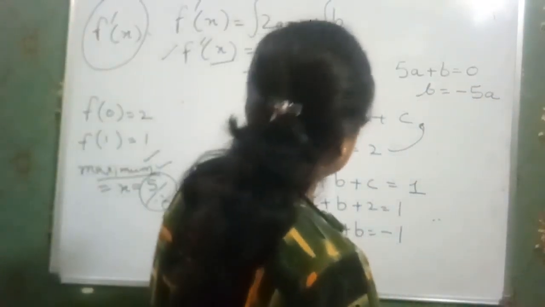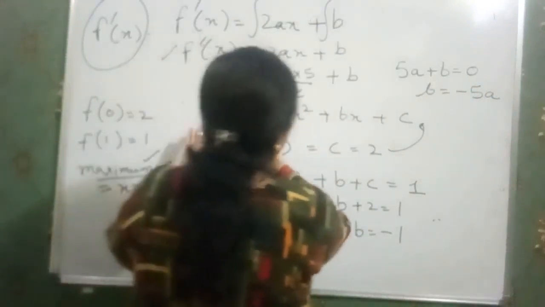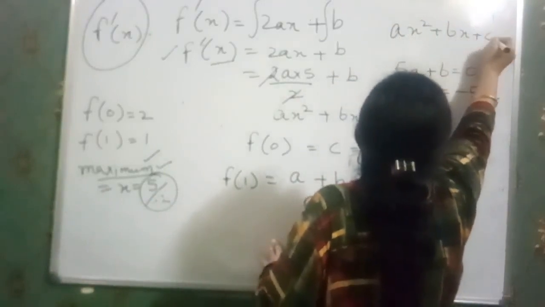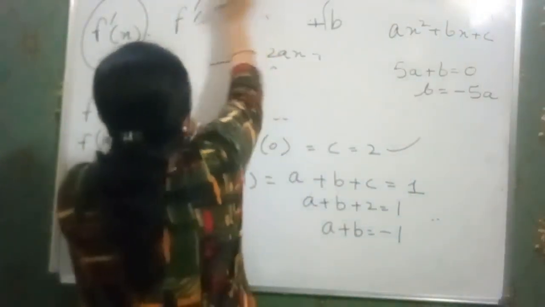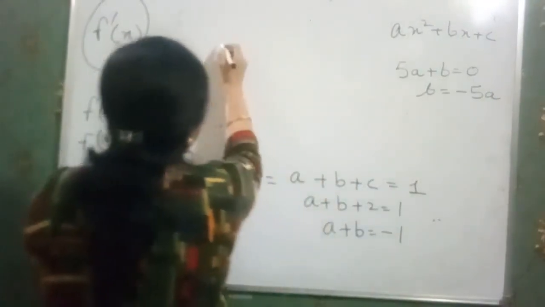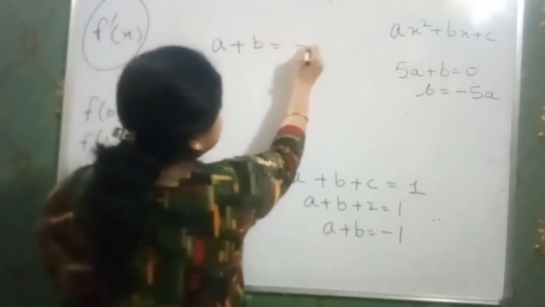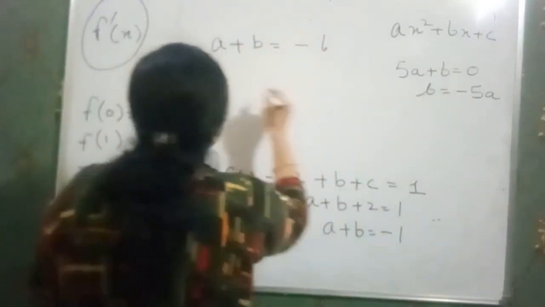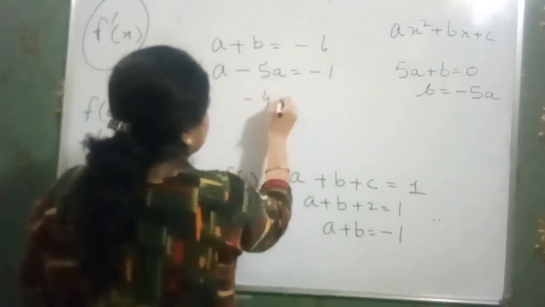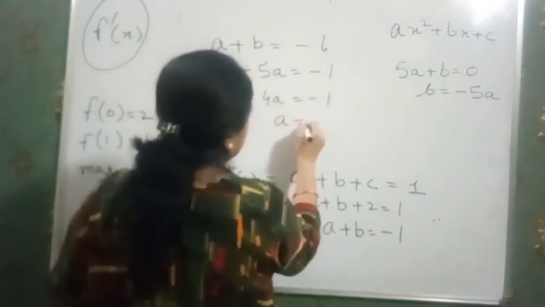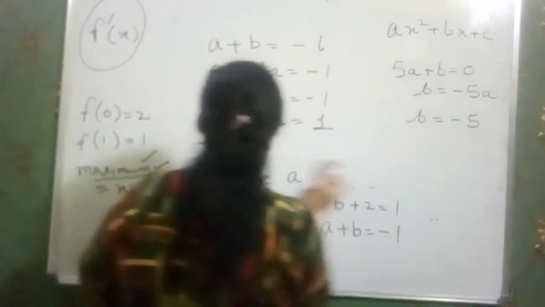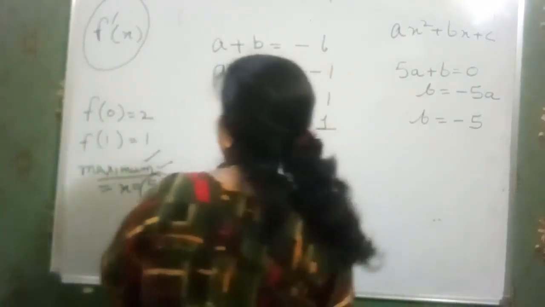Clear? From the equation, our main function is ax square plus bx plus c. So I write it over here: a plus b is equal to minus 1 and b is equal to minus 5a. So a minus 5a is equal to minus 1, minus 4a is equal to minus 1. That means the value of a is 1, so the value of b is minus 5, and the value of c, as we know, is 2.